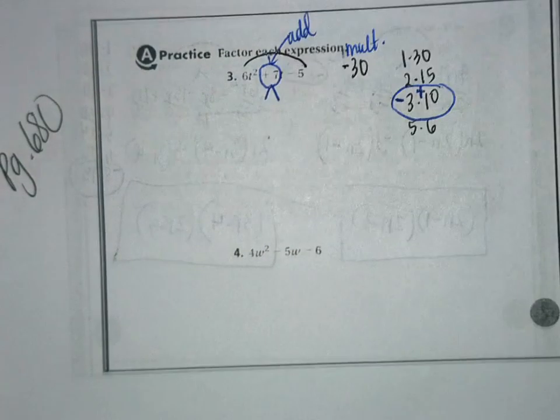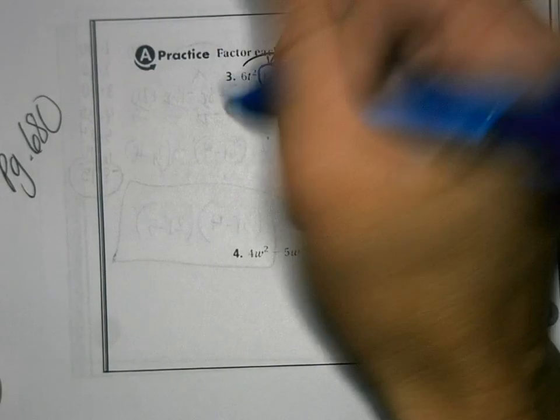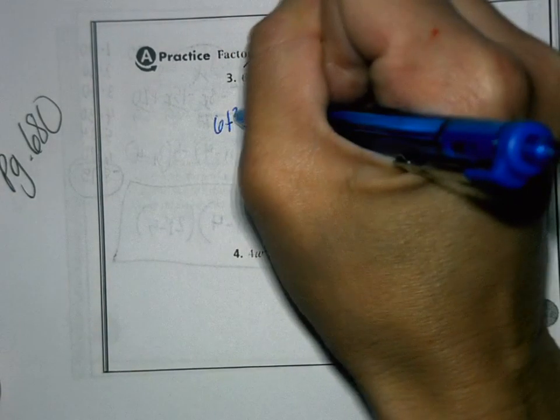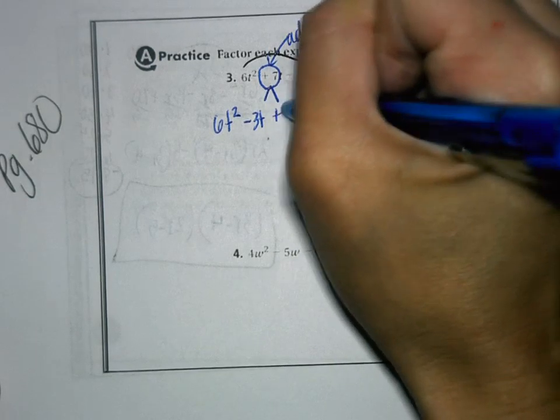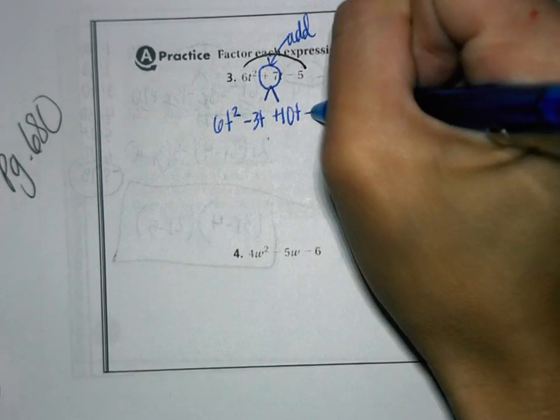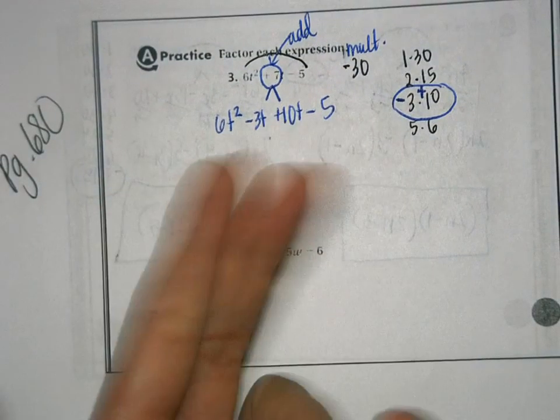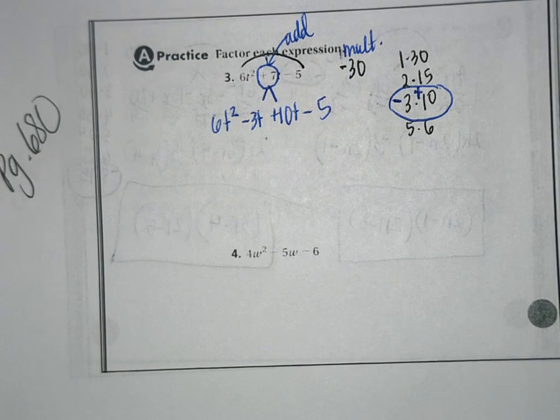Yeah, we rewrite it, but with the adding numbers, right? So I keep 6t squared, and then I'm going to make that a negative 3t and a positive 10t, and then minus 5. If you flip these around, it's fine. It's still going to factor out to be the same. So if you wrote them differently than me, you'll see how you end up with the same answer.